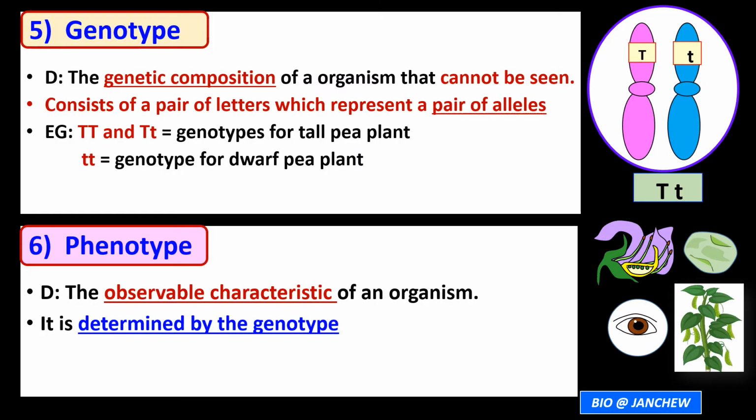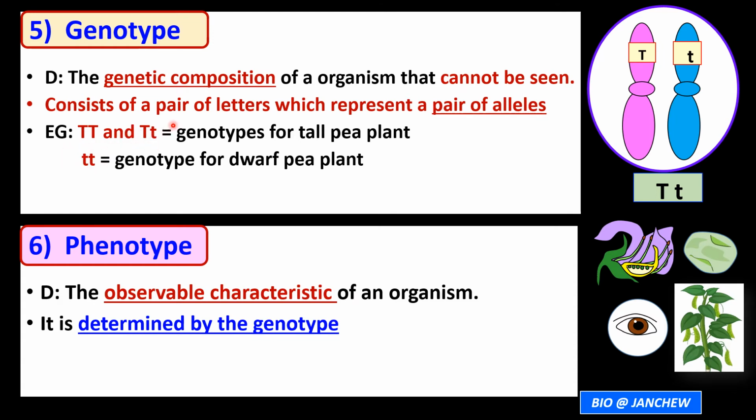The next term that we must understand is genotype, right? Genotype is the genetic composition of an organism that cannot be seen. It is the genetic content in the diploid cell of an organism. And this genetic composition cannot be seen with the eyes, but in real life, it can be tested genetically to find out what the genes are. The genotype consists of a pair of letters which represent a pair of alleles, like big T big T, big T small t, or small t small t. These are all genotypes.